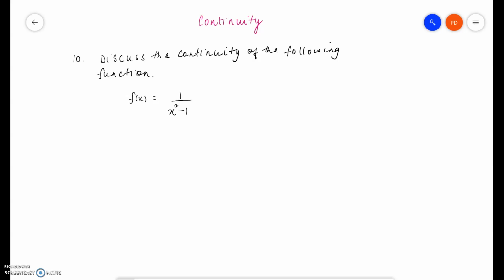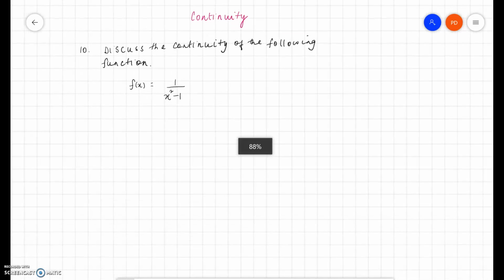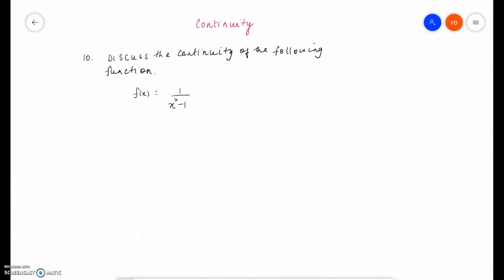We'll discuss the continuity of this function, which is a rational function. So let's quickly write down the definition of continuity of a function at a given point, let's say at x equals c. If you're trying to check continuity of a function at x equals c, the first thing we need to check is, does the function exist at c?